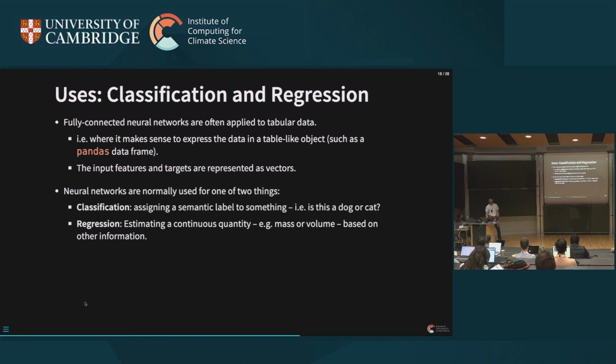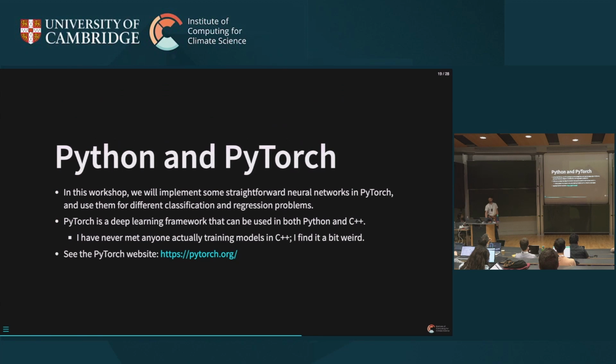Okay, so normally neural networks are used for one of two things: classification, so assigning a semantic label to something, is it a dog or a cat, putting something into a specific bucket. Regression is estimating a continuous quantity, mass or volume, or the continuous values of gradient or the intercept, as we showed in the previous example of straight line fitting.